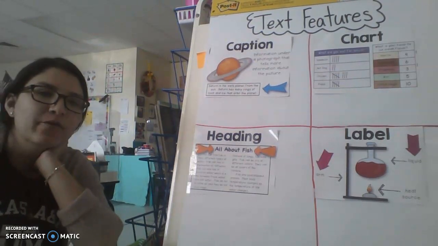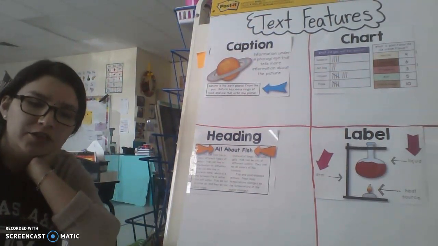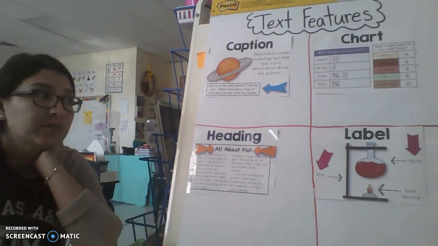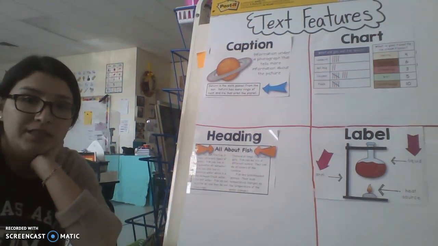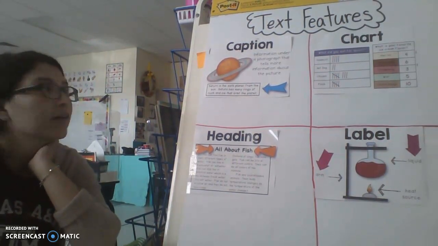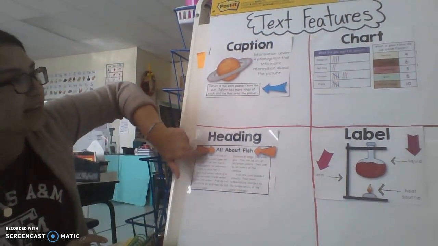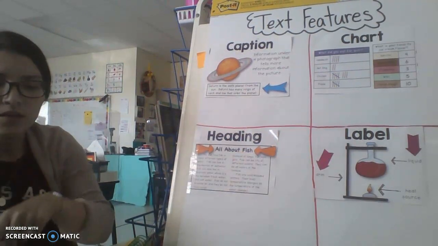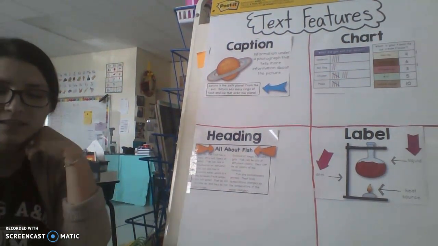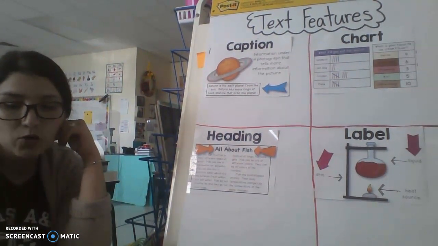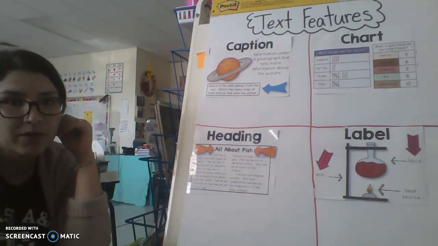Hi there, today we're going to be focusing on text features. There are several different types of text features that we'll be covering, but today we're going to be focusing on 4: captions, charts, headings, and labels. Authors choose text features to help explain ideas or to help readers locate information.